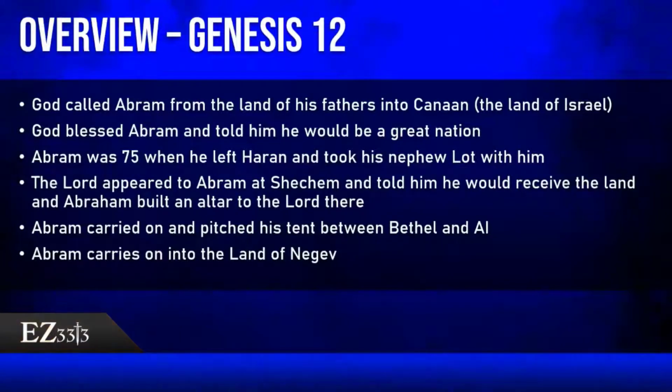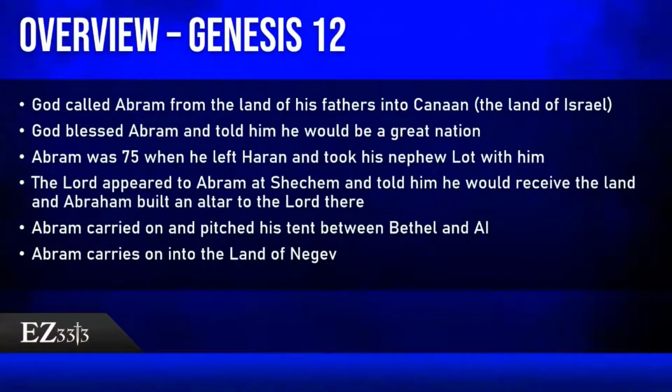So in Genesis 12, the overview is that God called Abram from the land of his fathers into Canaan, the land of Israel. God blessed Abram and told him he would be a great nation. Abram was 75 when he left Haran, and he took his nephew Lot with him. The Lord appeared to Abram at Shechem and told him that he would receive the land, and Abram built an altar to the Lord there.